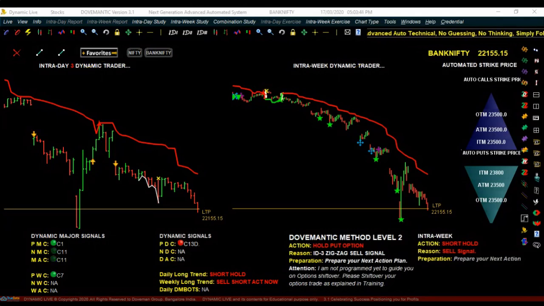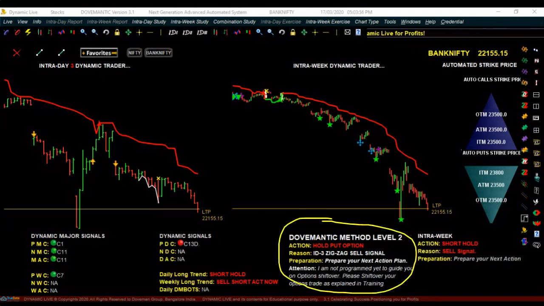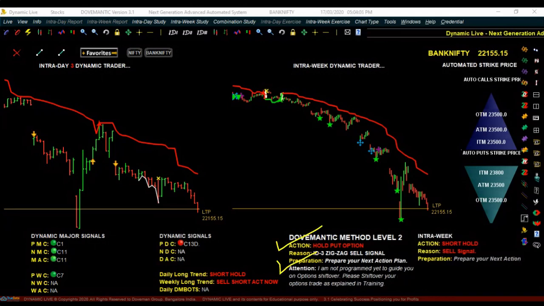In this, there are so many different symbols, cautions, and all these things, but you don't have to worry. All that you are supposed to focus on here is only this Dynamic Method Level 2. And in this method, you are going to look at only two things: action information and preparation. Got it? So in the action information, what all information will you get?